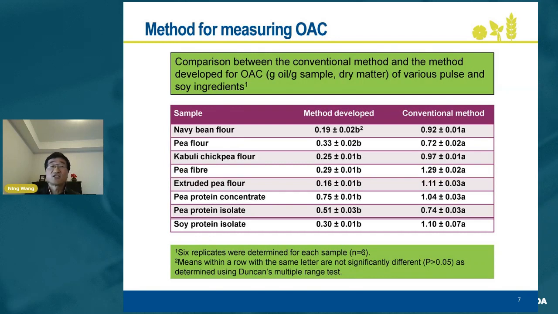Okay, so this table shows the comparison between the conventional methods and the new method for measuring the oil absorption values of flour, protein concentrate, isolate, and the processed flour from pulses or soybeans. So you can see the results. The results show that the conventional methods give higher oil absorption capacity values than did the new method. So I think that could be due to those issues that I talked about before.